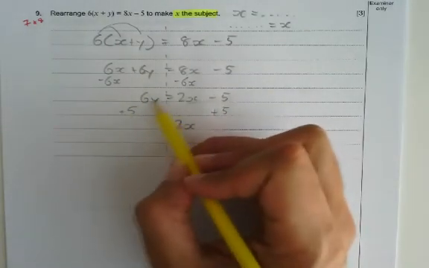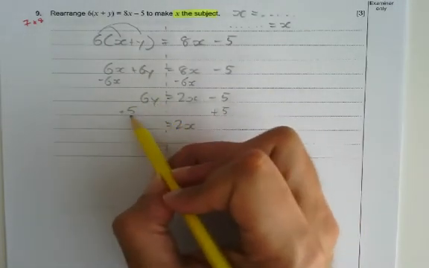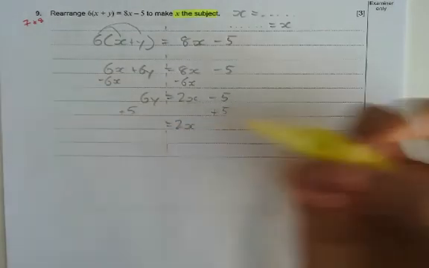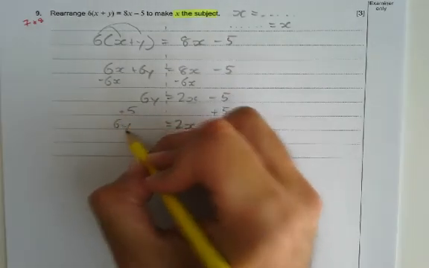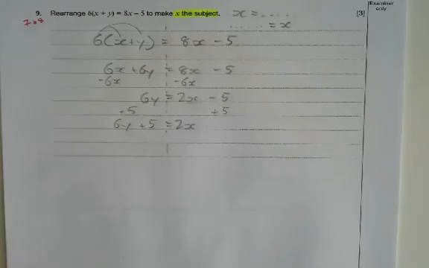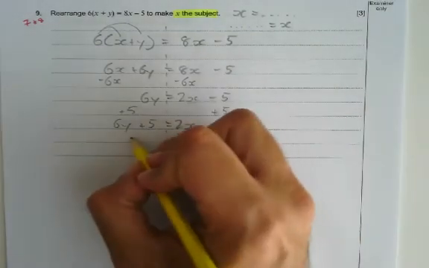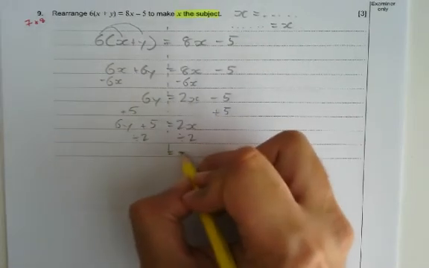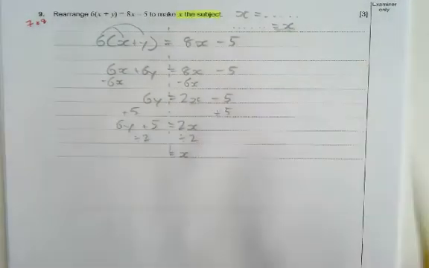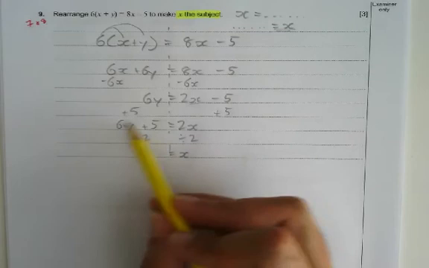This might look a little bit tricky. These things are not like terms. That has a y on, that doesn't, so I cannot group them together. So we'll just have to write that as 6y plus 5, like that. And then now I'm left with 2x over there. So to get the x on its own, I'm going to divide both sides by 2, which will leave me with my x over there, which is what I want on its own. So I've made x the subject.